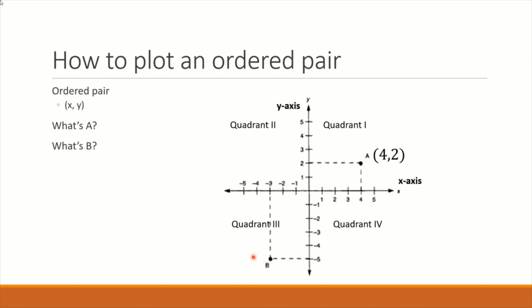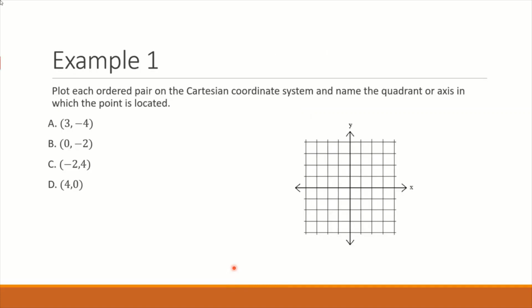Now over here in quadrant 3, let's look for B. You see where it lines up, the x-coordinate is -3 and the y-coordinate is -5, so this would be (-3, -5). So let's look at some more points. For this one, the x-coordinate is 3, the y-coordinate is -4.